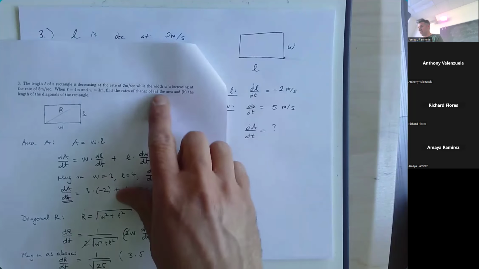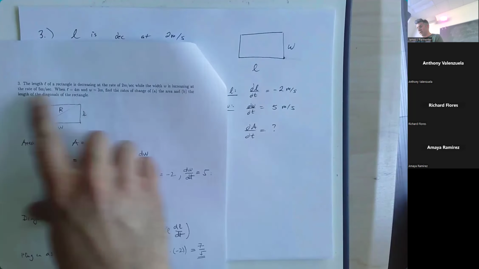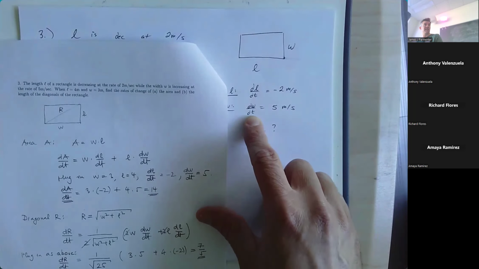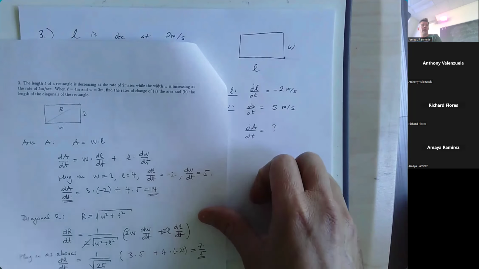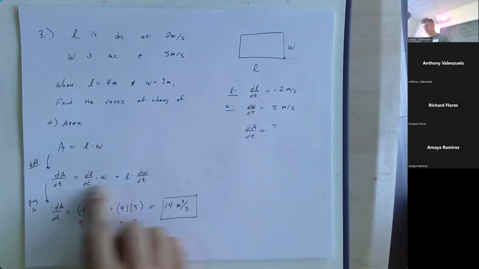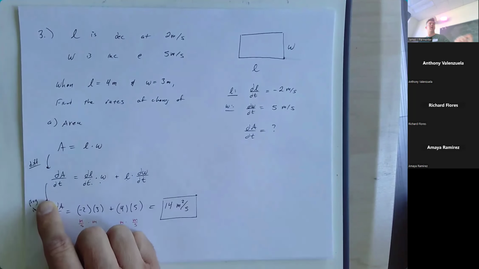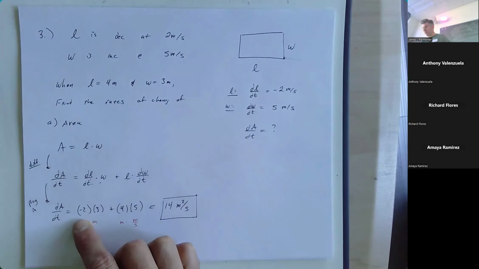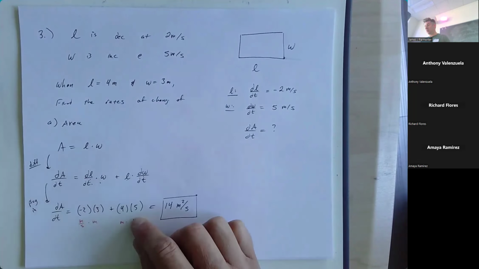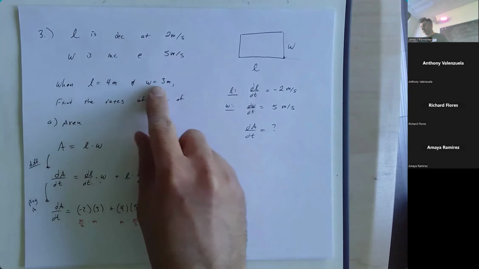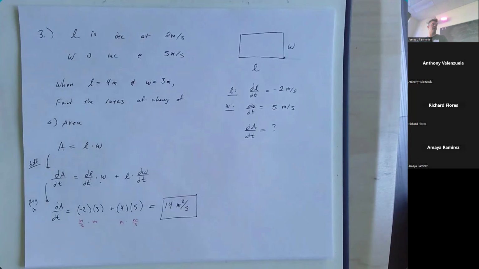And similarly, they said the width W is increasing at the rate of 5 meters per second. So I knew that the rate of change of W, dW/dt, that's how we write a rate of change, was equal to 5 meters per second. Then I had my equation and I differentiated both sides. After differentiating both sides, I plugged in the values I knew. I knew that dL/dt was negative 2 meters per second and dW/dt was 5 meters per second. They also told me that this is happening when the length is 4 meters and the width is 3 meters. That's how I'm getting all those things plugged in.